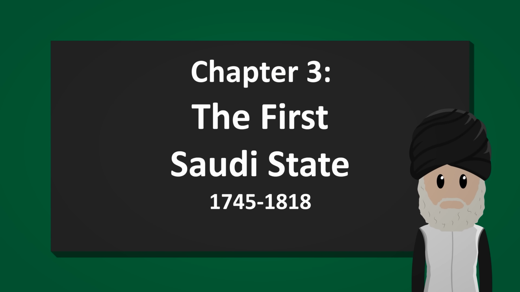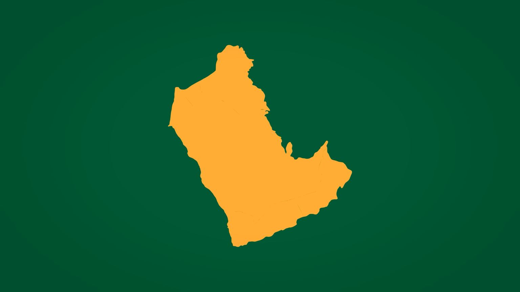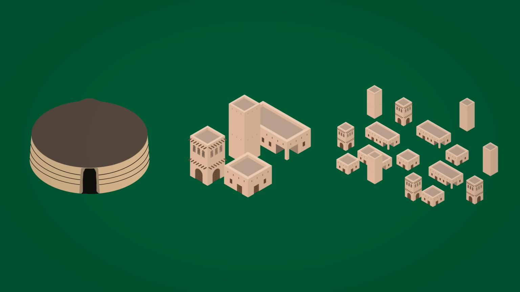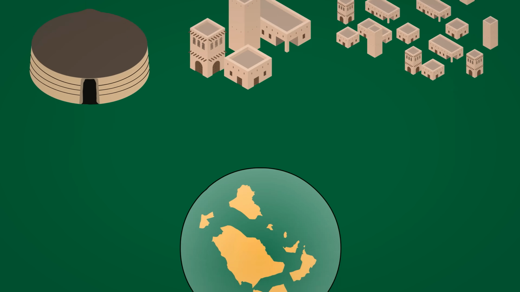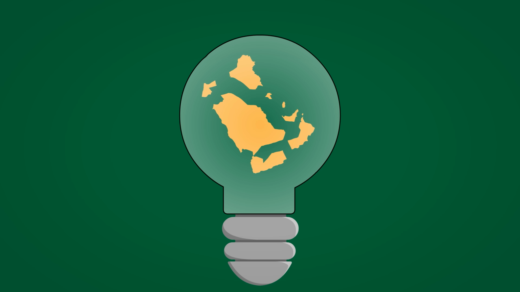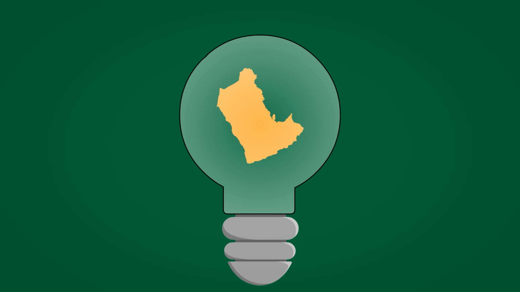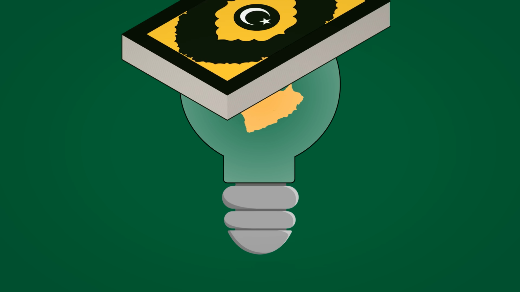Chapter 3: The First Saudi State. Yet during all of this, the Arabian Peninsula remained largely divided. Dozens of tribes, towns, and city-states vied for power, many of them receiving support from larger empires nearby. But in the 18th century, the idea of a united Arabian Peninsula began to take hold. A peninsula united through Islam.